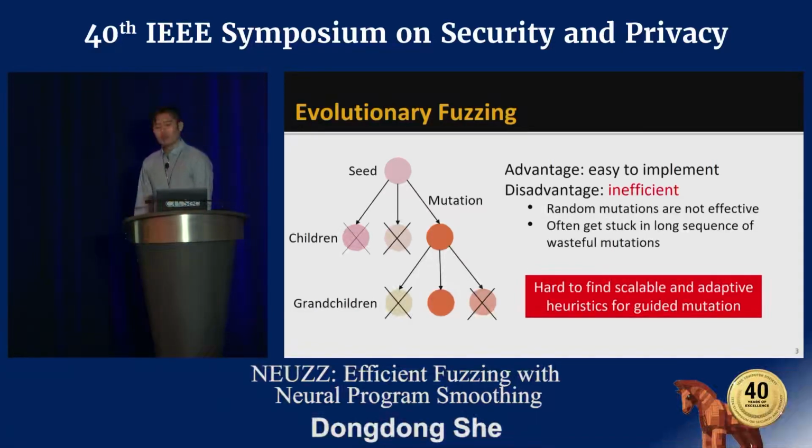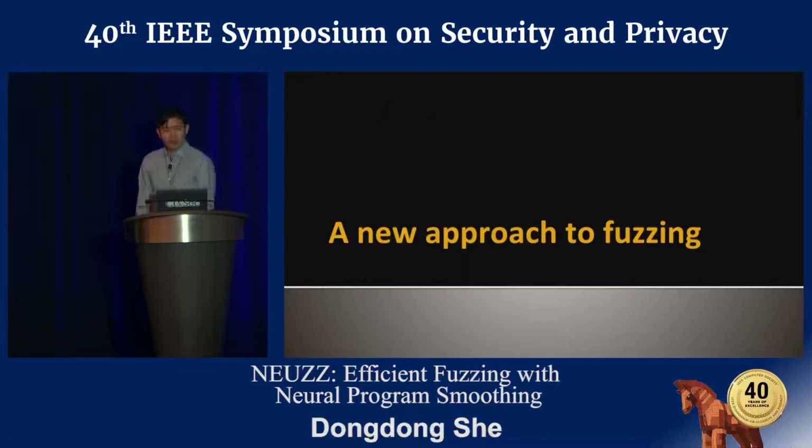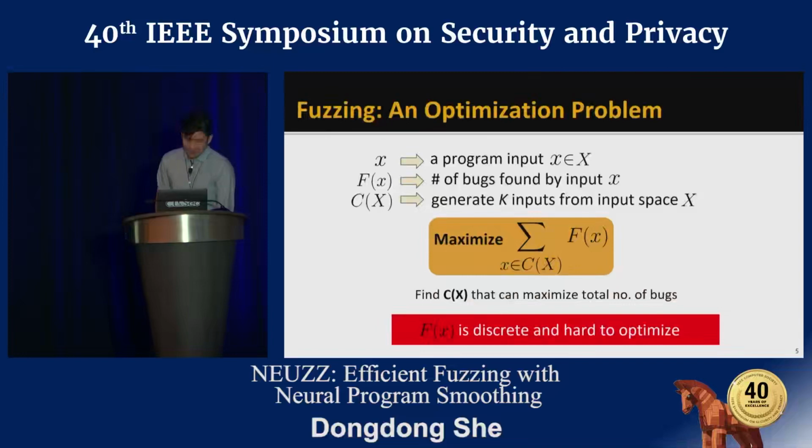Many prior works try to address this limitation in different ways, but without changing the fundamental fuzzing architecture. In this work, we consider fuzzing from a new perspective, an optimization problem. That is to find a set of X to maximize the sum shown here. Capital X represents all possible input space. Lowercase x indicates a program input, and f(x) denotes the number of bugs yielded by execution of the specified input.